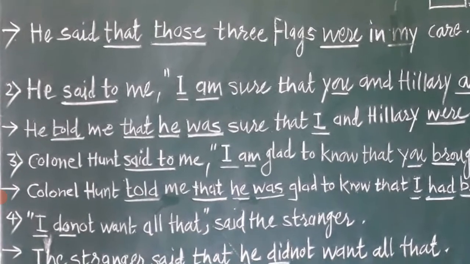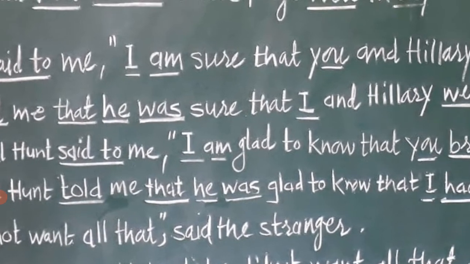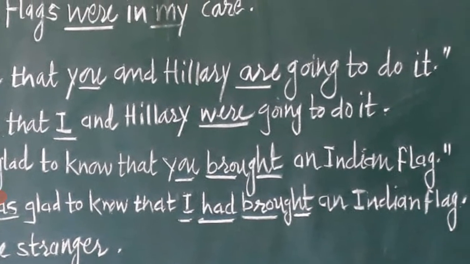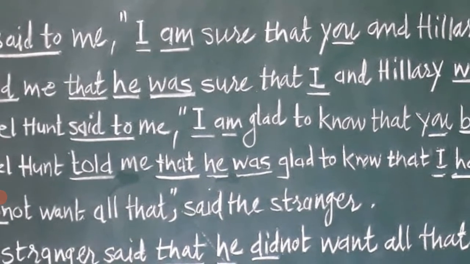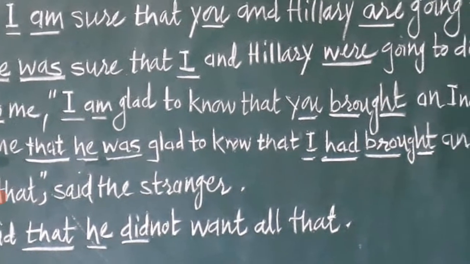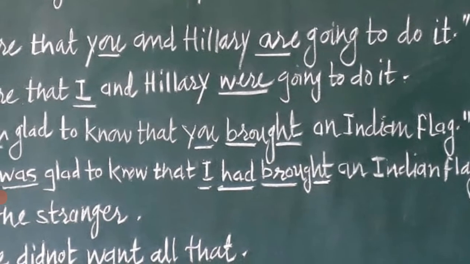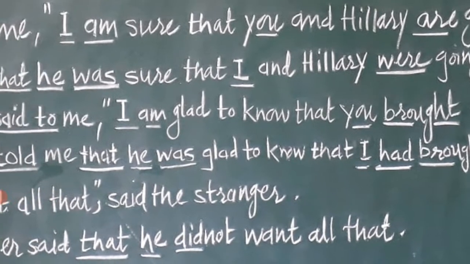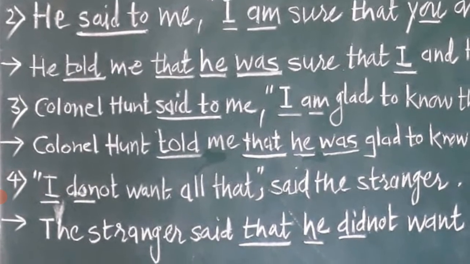Let us see the second sentence. He said to me, "I am sure that you and Hillary are going to do it." Again the sentence has begun with a subject and later an auxiliary, and eventually at the end there is a full stop. So this is one more example of an assertive sentence, but it is in direct speech. Let us convert it into indirect one.